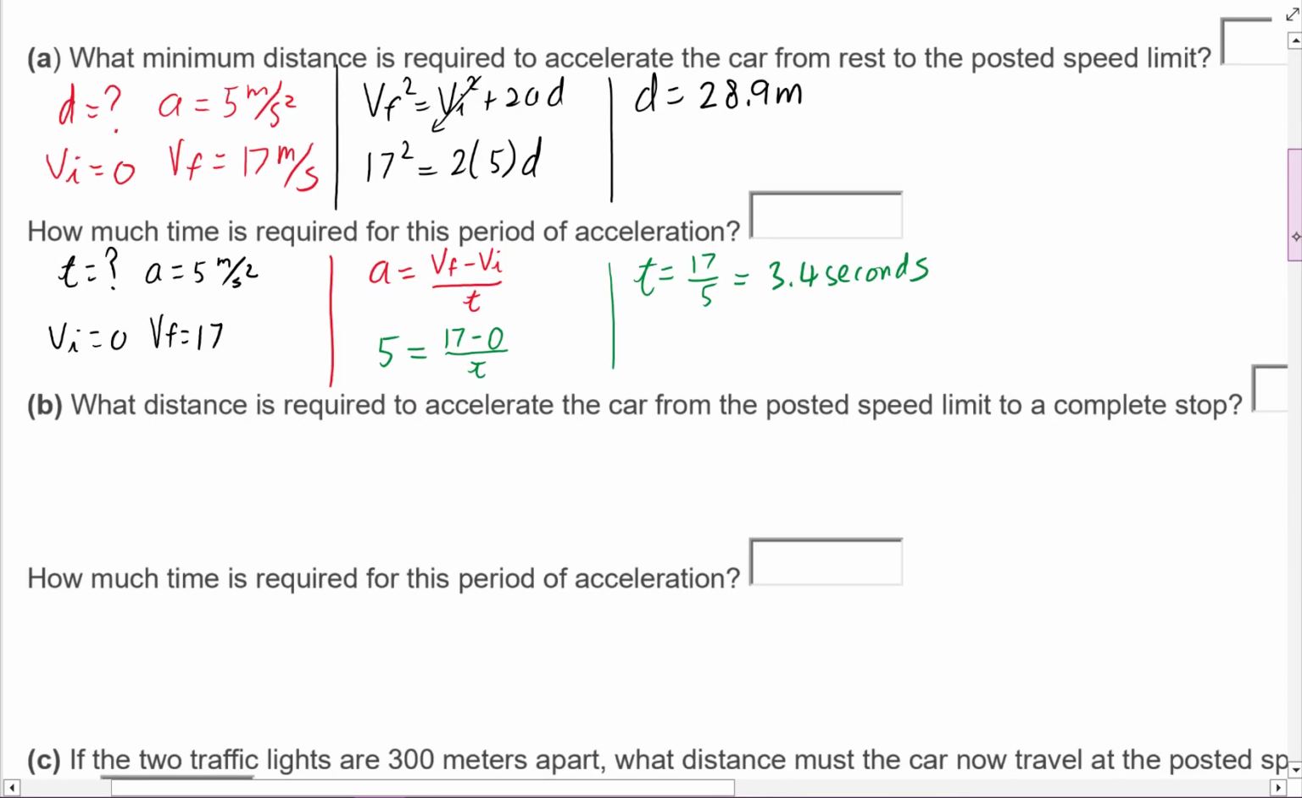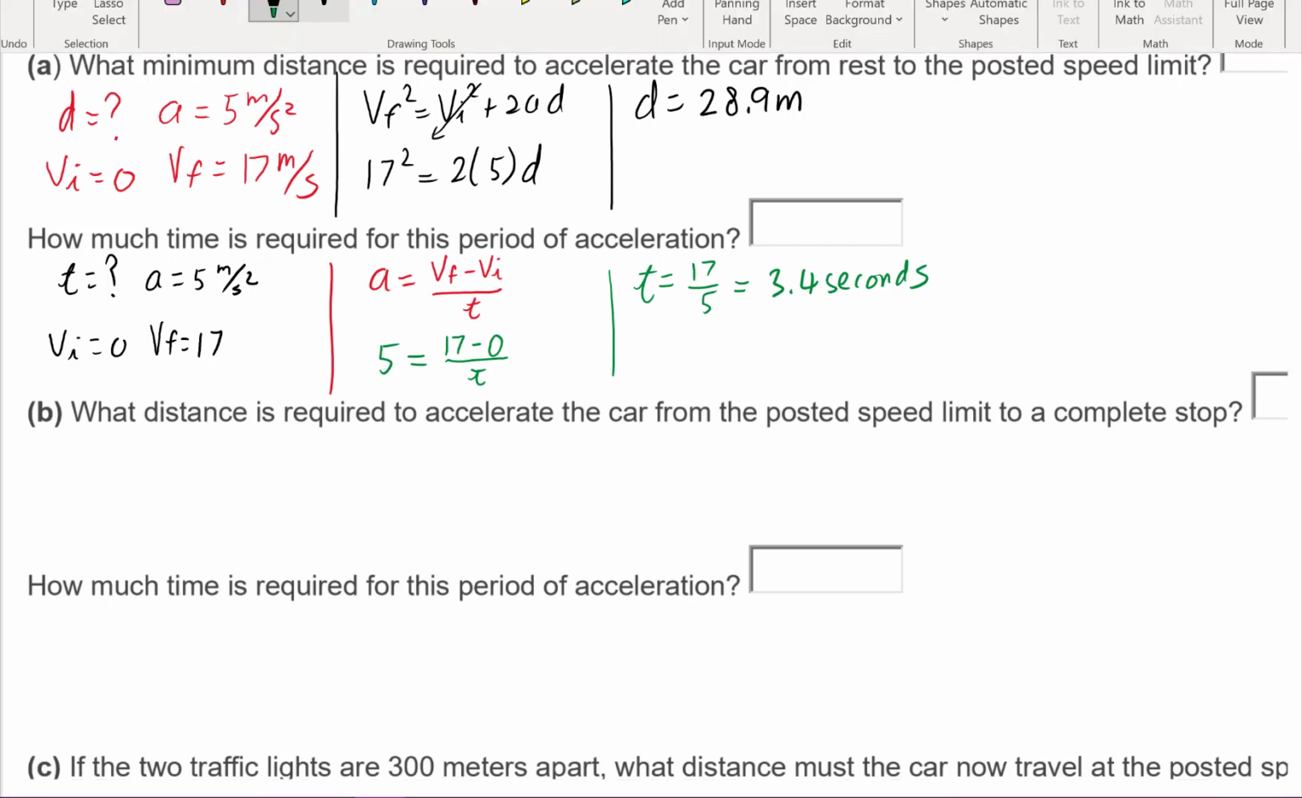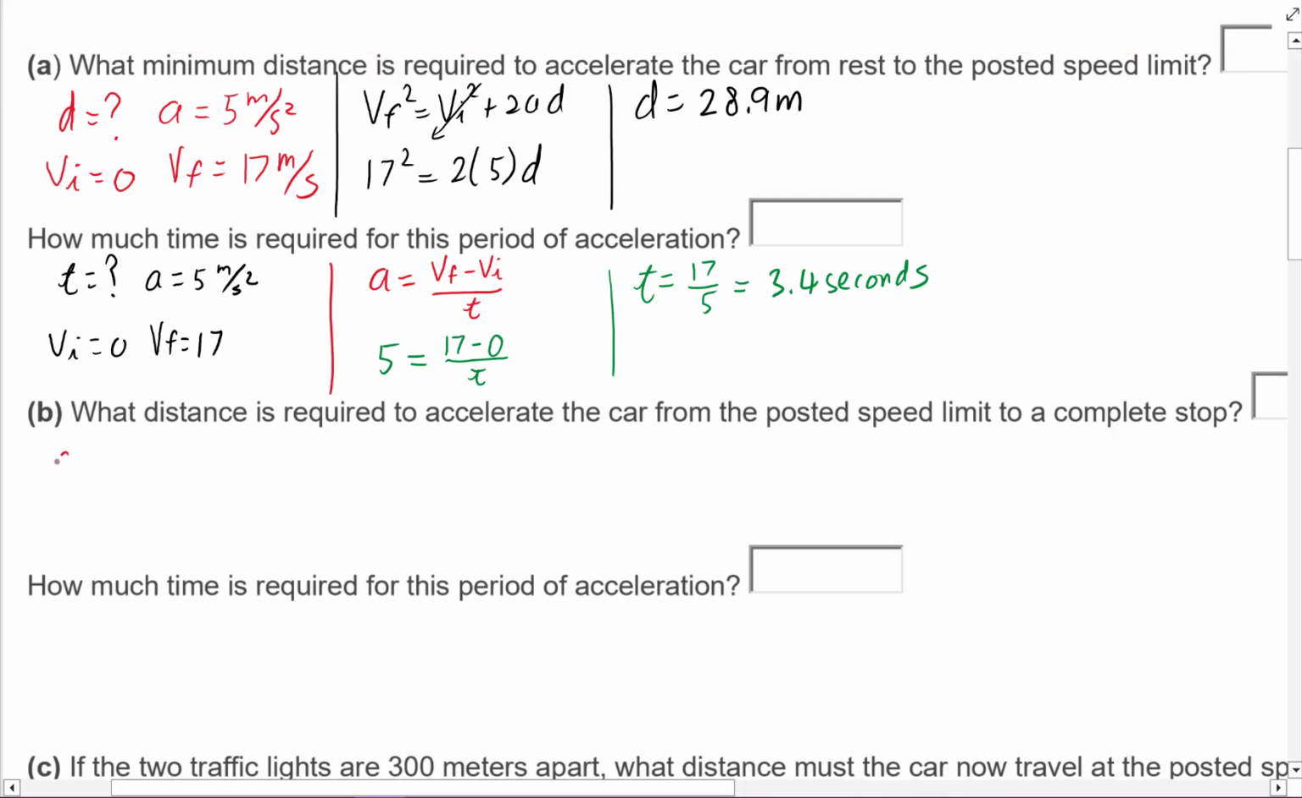Part B. What is the distance required to accelerate the car from the posted speed limit down to a stop? So we're now looking at the end of the trip, where they're coming down from the speed limit. We're asked for the distance again. We have an acceleration of -8 meters per second squared. The initial speed is 17, and they're slowing down to a stop, so the final speed is 0.